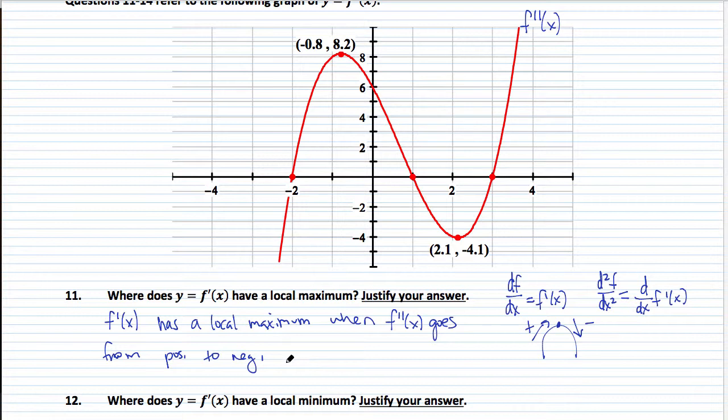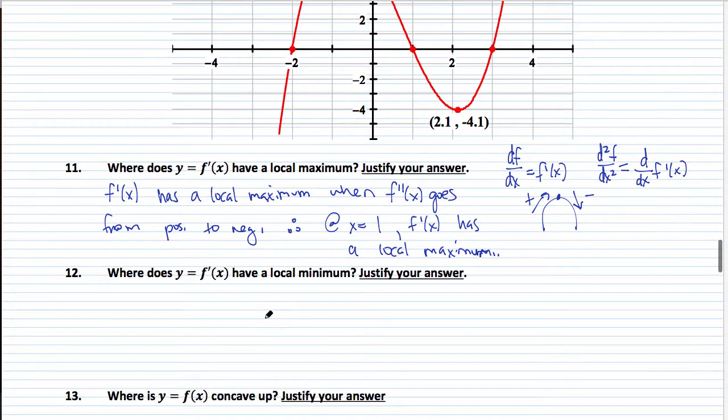So when is that? Negative going to positive is not a local maximum, so that's not at x equals 2. And then here we have positive to negative at x equals 1. So therefore, at x equals 1, f prime of x has a local maximum. Again, the reason I know this is true is because f double prime of x is just the slope of f prime of x. And when the slope goes from positive to negative for a function, that's when a local maximum occurs.